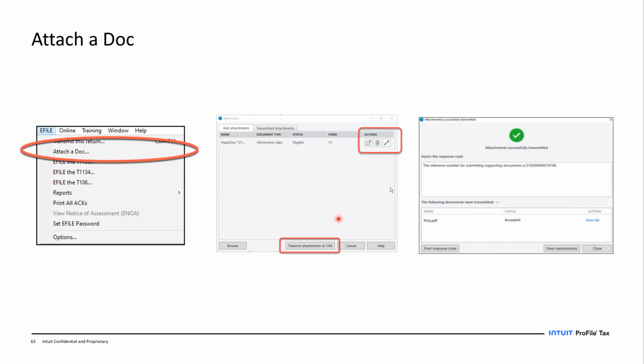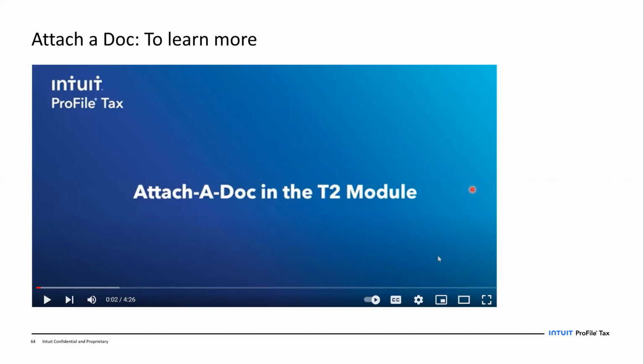And to transmit, I could also click down here, transmit attachments to CRA. Once it's done, I will get a confirmation window, as you can see right over here. There is a video that walks you through all of this. I know I went really quickly. It's kind of difficult to show you this live in ProFile because we have to actually have something to send. But nonetheless, if you want to view it in more detail, don't forget the videos. You can go and get those videos that will walk you through how attach a doc works from A to Z.